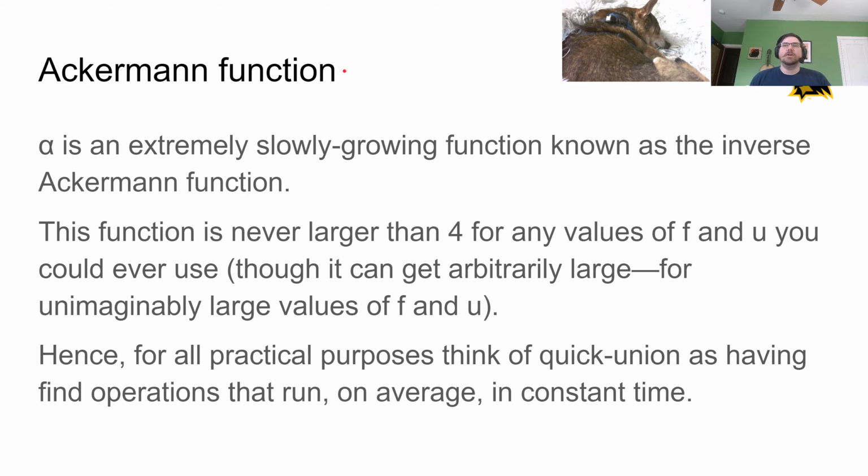But basically, for any values of F and U that you can come up with, the inverse Ackermann will be very low. It will basically always be 4. If you want like a billion and a billion, it's probably not even 4. It's less than that, right? So we think of if we do path compression and union by rank, we actually get find performance that is so fast it resembles constant time performance.